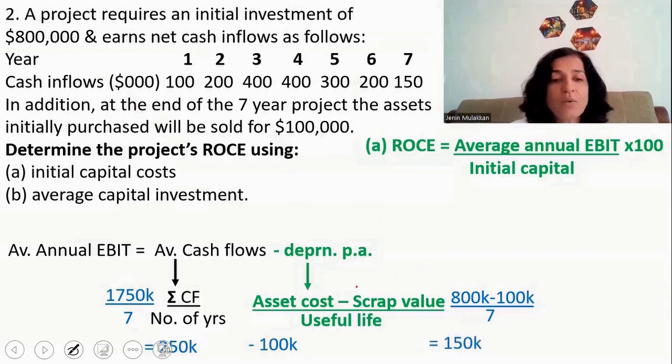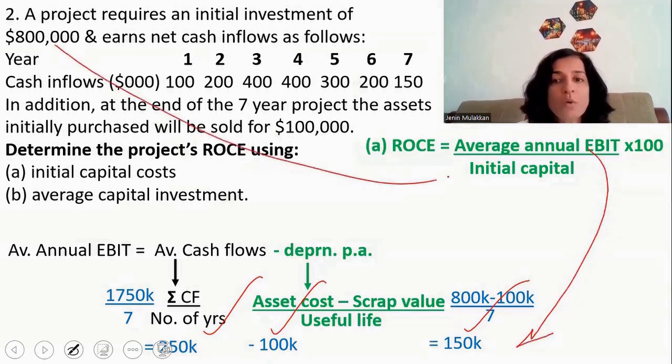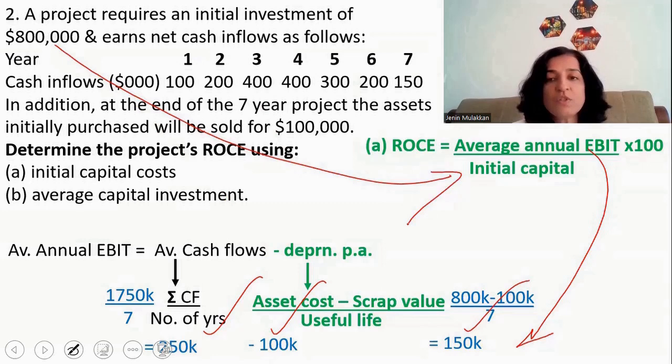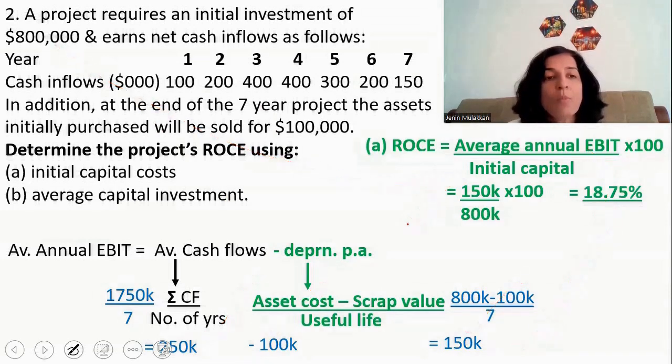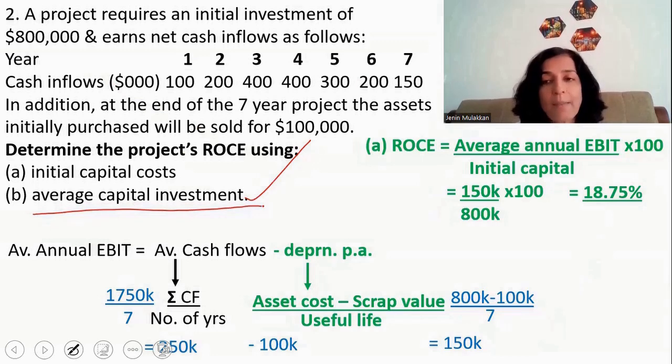So the average annual EBIT is 250,000 minus 100,000, that's 150,000. So we have got the numerator, and the initial capital, we know, is 800,000. Substituting those figures, we get 150,000 divided by 800,000 into 100, or the return on capital employed is 18.75%.